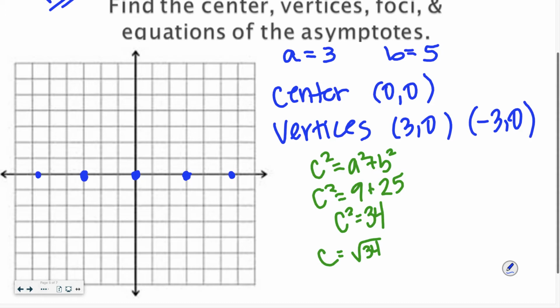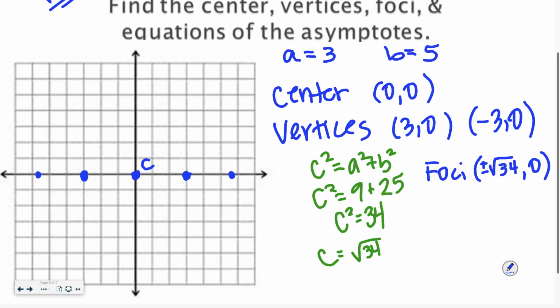So from our center, I'm moving out radical 34. Okay, so our foci end up being 0 plus radical 34 and 0 minus radical 34, comma 0. Okay. If you have an irrational value, you can combine and write the foci as one coordinate even though it's 2. Okay, that doesn't bother me.